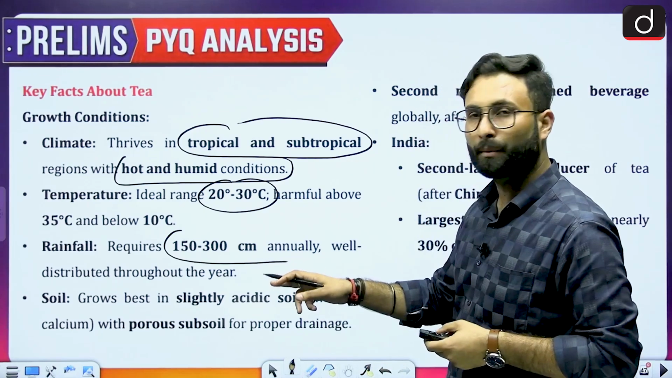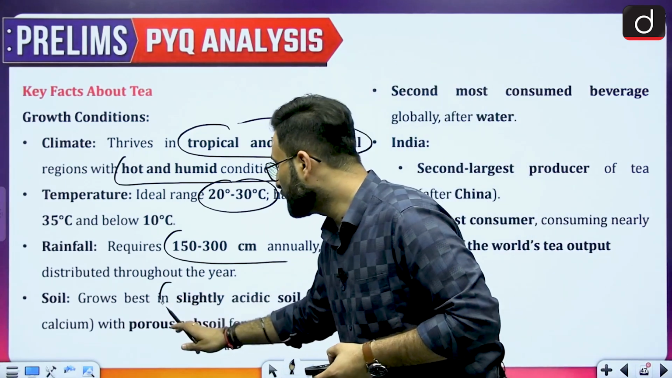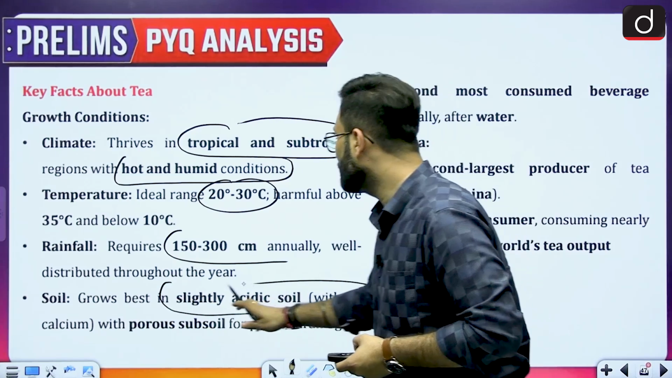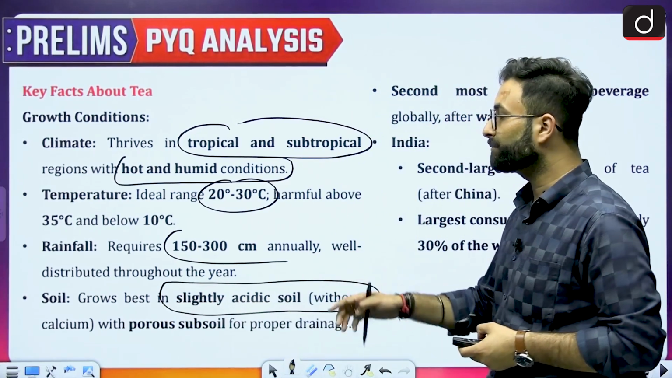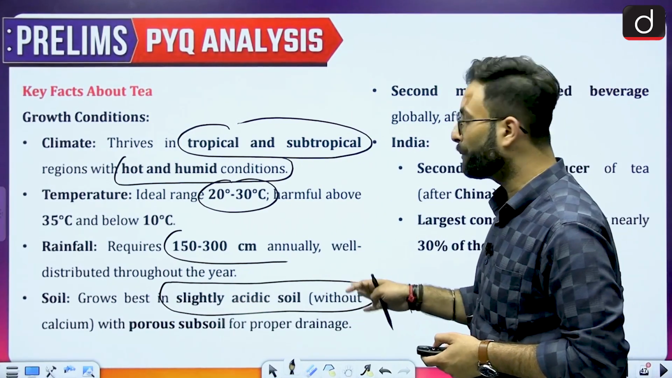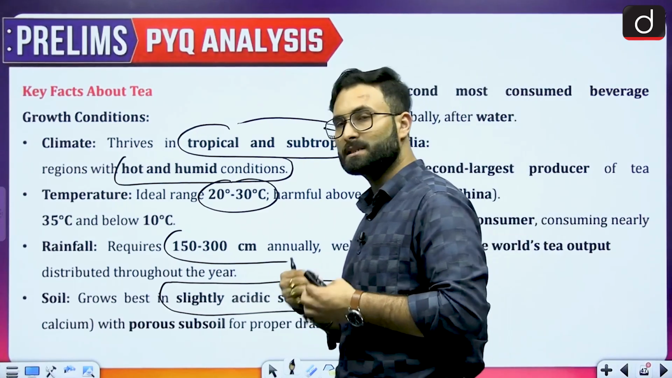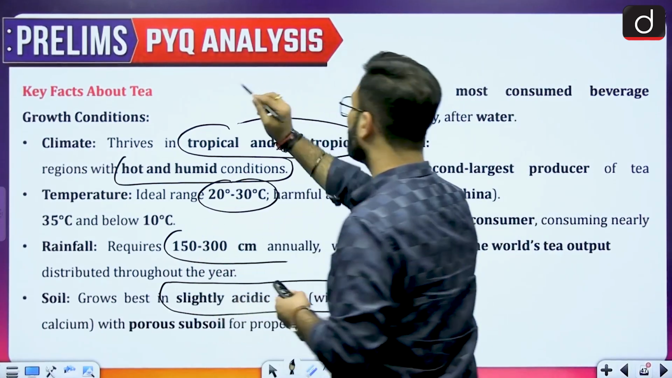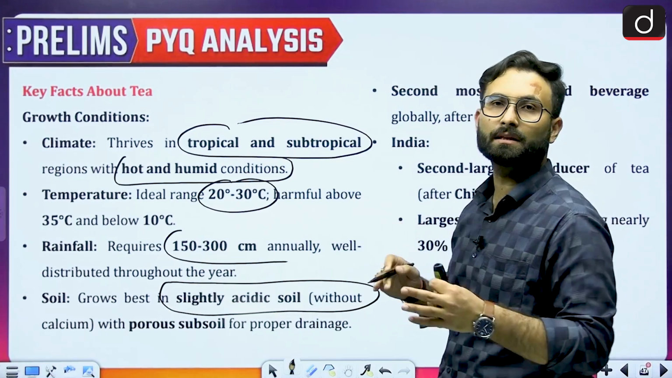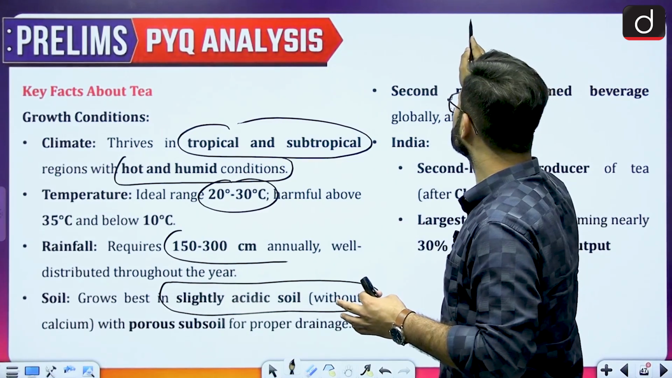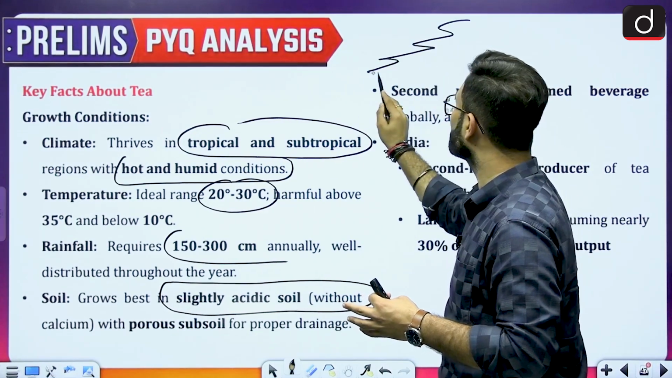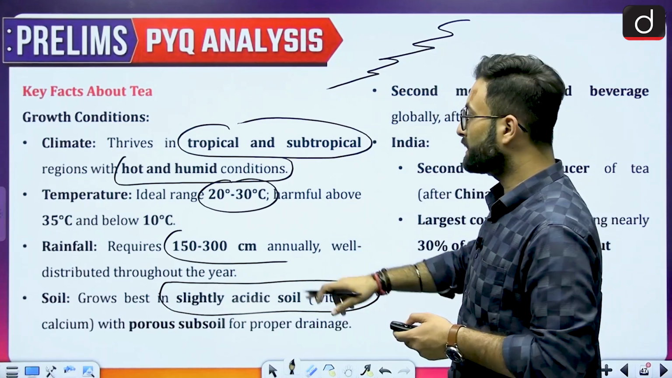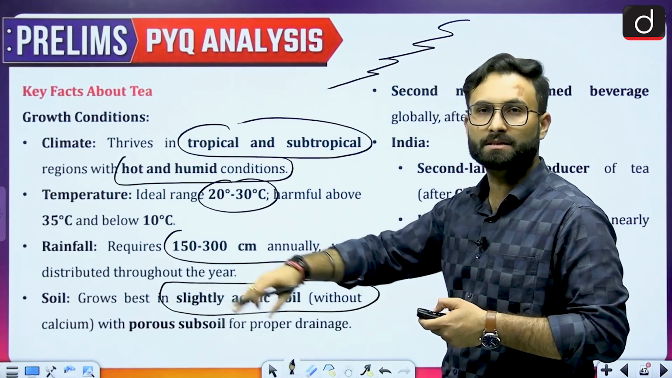And soil: it grows best in slightly acidic soil without calcium, with porous subsoils for proper drainage. So proper drainage is required. You will see that the cultivation of tea is mostly in hilly areas, and the cultivation is done on steps. That is because proper drainage is required over here.